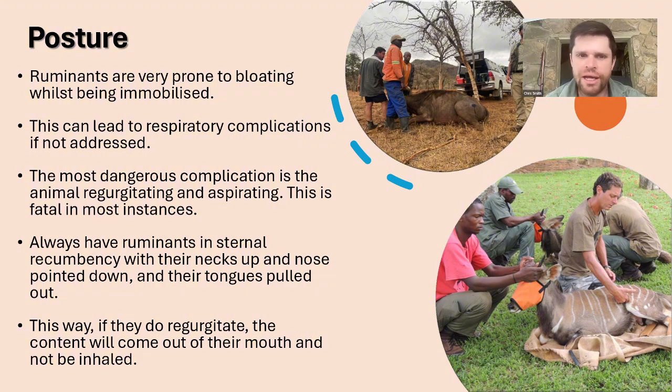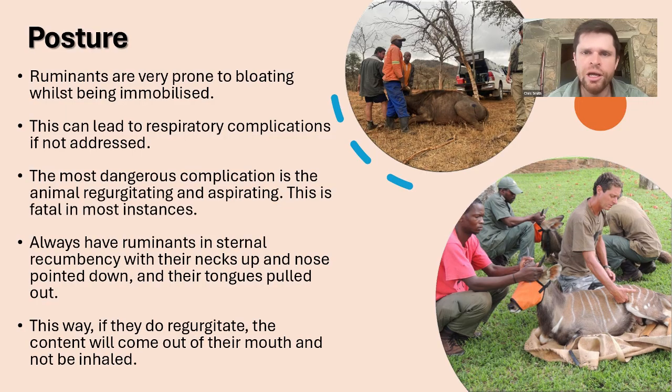This can lead to respiratory complications if not addressed. Obviously, as that rumen bloats, it starts pushing up against the diaphragm, and that animal's not able to expand its thorax as much as it should. But the biggest complication that we see is regurgitating, and then that animal aspirating, and this is fatal in most instances. You might not always see it straight away. If it's a significant amount of fluid, that animal will die pretty quickly. But if it's a small amount, you can get a septic pneumonia that sets in within about a day or so, and a couple of days later, those animals end up dying.